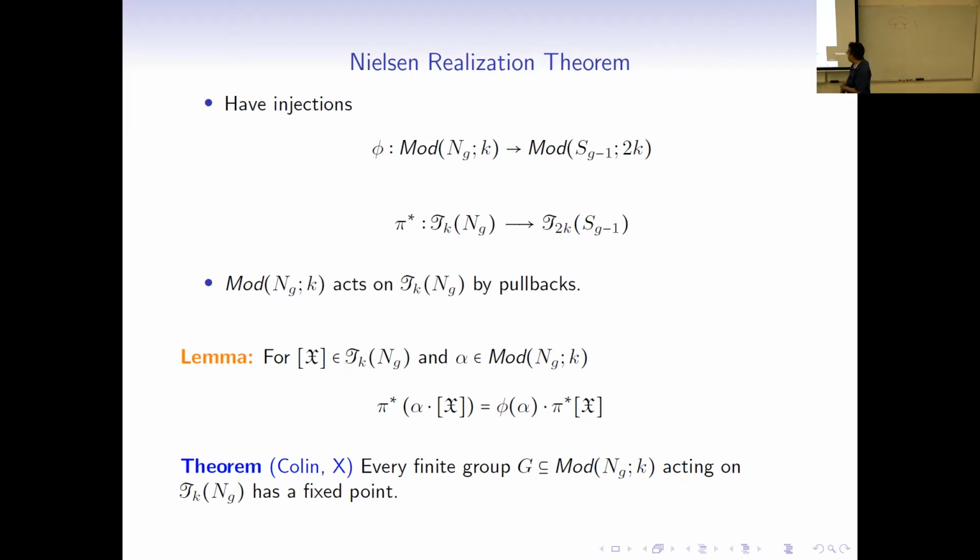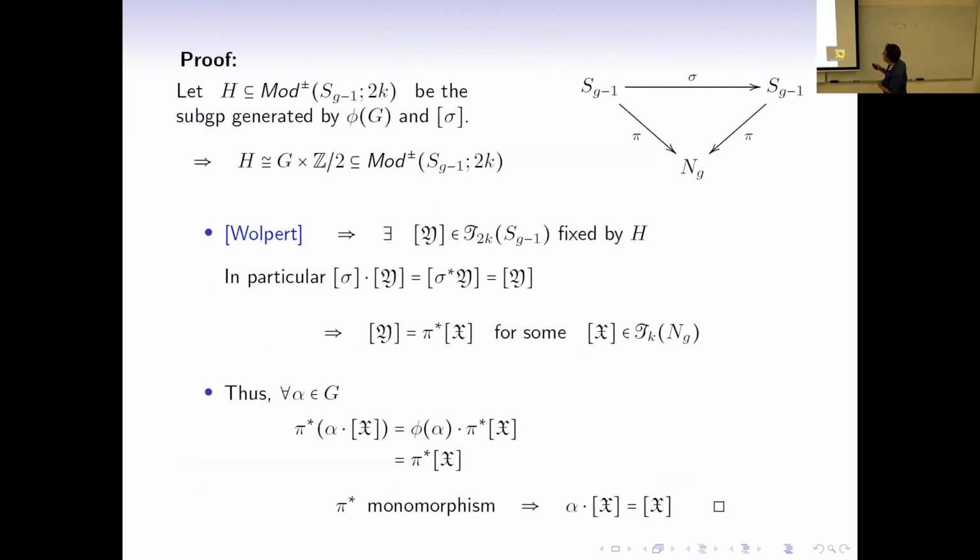So for any element of the Teichmüller space of the non-orientable surface, and an element phi of the mapping class group, we know that pi star is equivariant with respect to phi, right? So now you can show that every finite subgroup of the mapping class group of the non-orientable surface with k marked points acting on the corresponding Teichmüller space has a fixed point. And this is the way you do it.